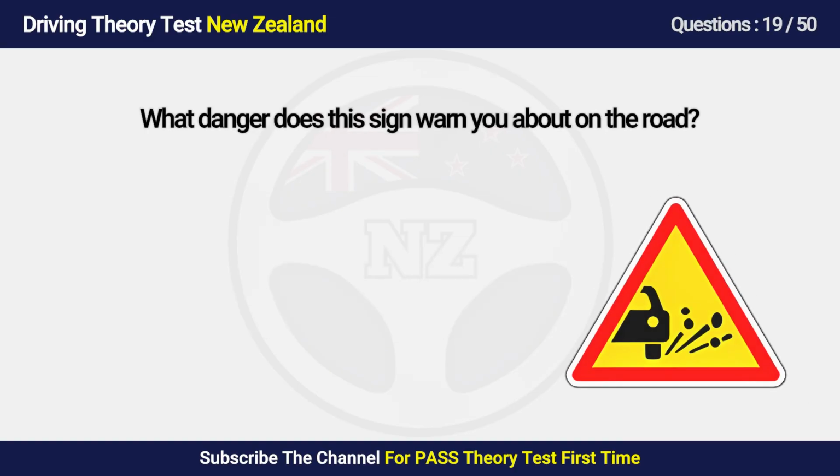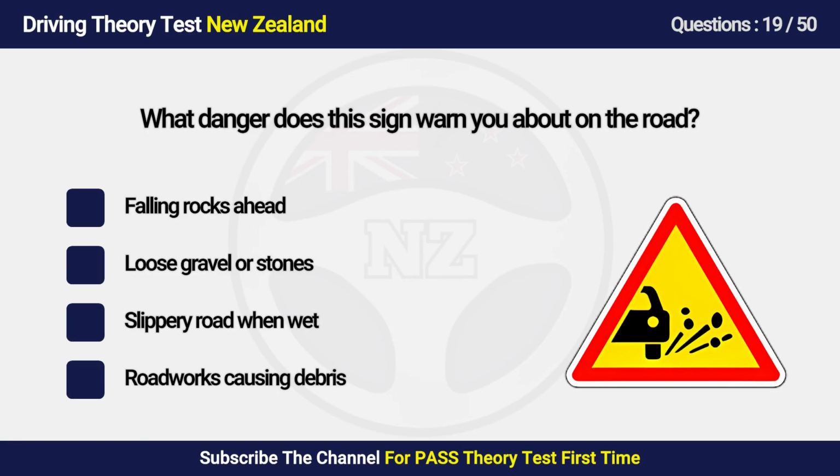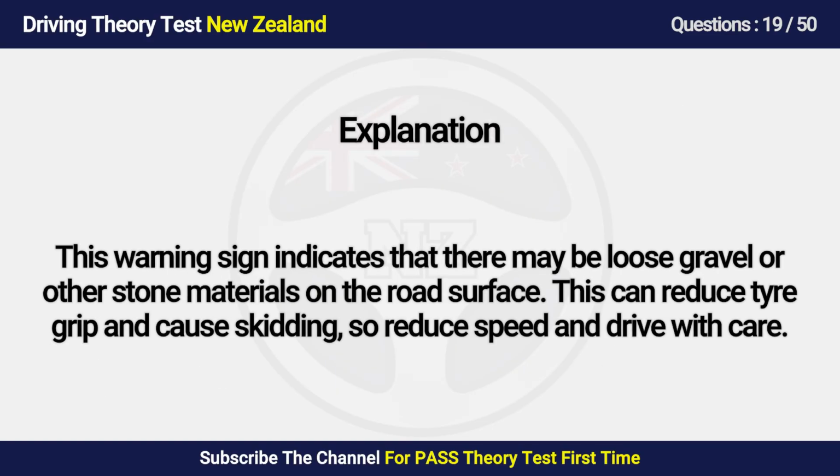Question 19. What danger does this sign warn you about on the road? A. Falling rocks ahead. B. Loose gravel or stones. C. Slippery road when wet. D. Crossing debris. Answer is B. Loose gravel or stones. This warning sign indicates that there may be loose gravel or other stone materials on the road surface. This can reduce tire grip and cause skidding, so reduce speed and drive with care.